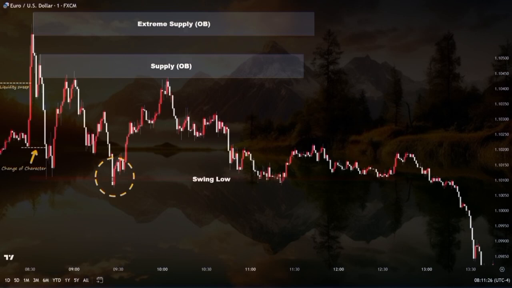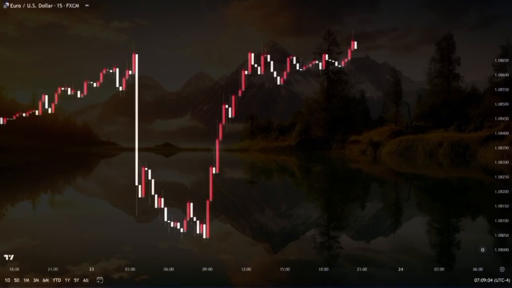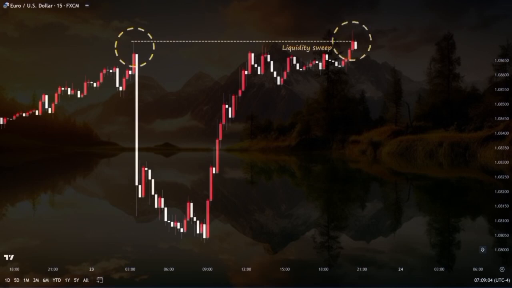Now let's go ahead and see another example. We have the Euro 15 minute time frame chart. If we take a closer look at the chart, we see that price has taken out the liquidity above this structure by a single red candle here, followed by an immediate push in price to the downside, with the price returning to the range below the previous high. Consequently, we've pinpointed a valid liquidity sweep pattern.